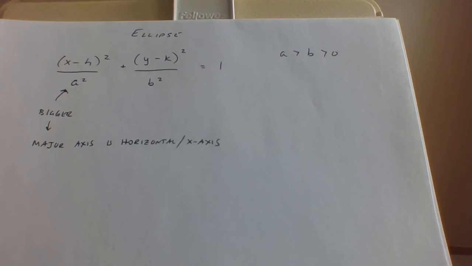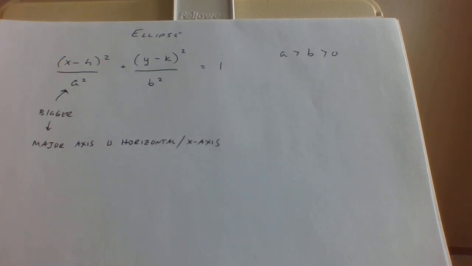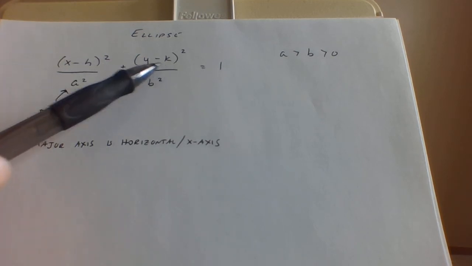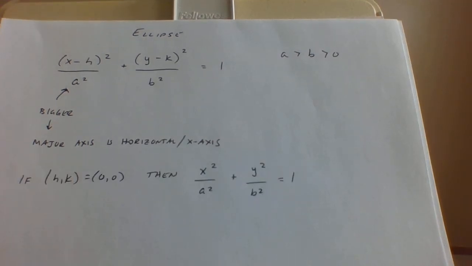Now this equation is also assuming that your center for the ellipse is at the point (h, k). If our center is at the origin, then these h and k values would be 0, and we could simplify our equation a little bit more. If that was the case, then our equation would simplify to x squared over a squared plus y squared over b squared equals 1. Now let's talk about a couple other pieces you're going to want to be aware of.